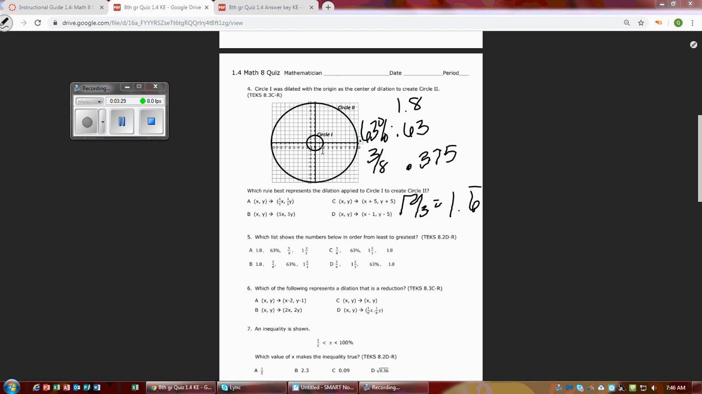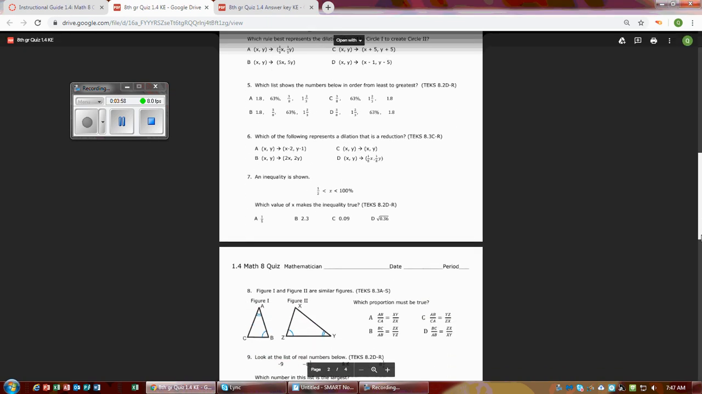So it wants to know from least to greatest. Looking at my least, I have either 0.63 or 0.375. Well, 0.375 is my least, so 3/8 is my least. So I'm going to already process A and B. So 3/8, then my next least is going to be the 0.63, right? So 63%, that's my second least. And the only one that has that is C. So that one was pretty easy. You just had to be organized with your stuff.